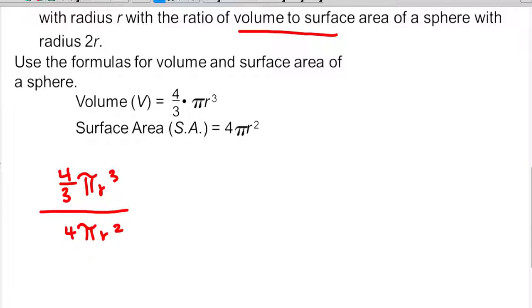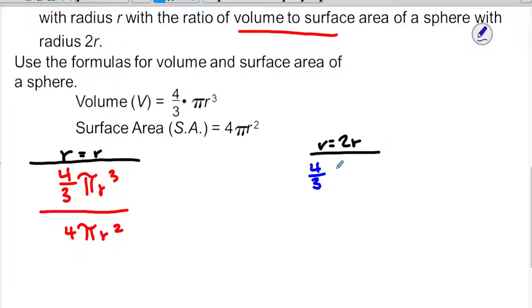Now, you could go about this two different ways. You could simplify this and then plug in your variable, or you could just go ahead and plug in the value for r and the value 2r and go from there. Completely up to you. I'm going to go ahead and do this. Our radius is r, and then over here this is going to be a sphere with radius equal to 2r.